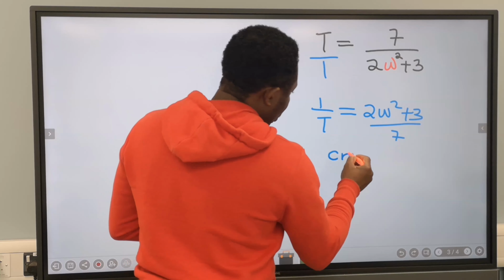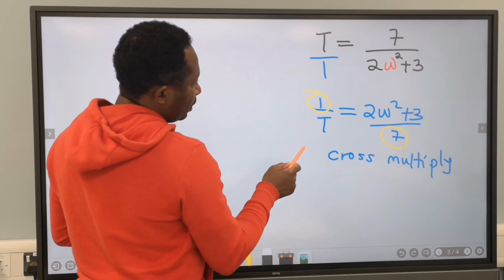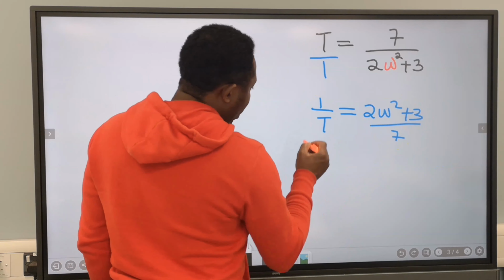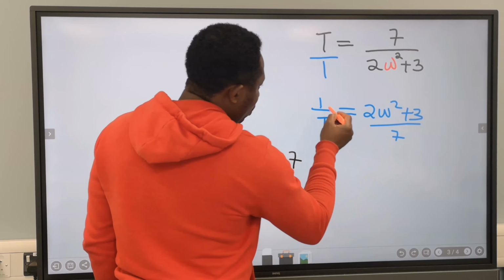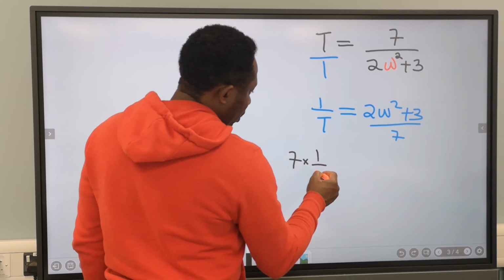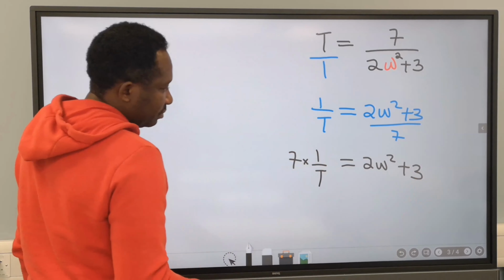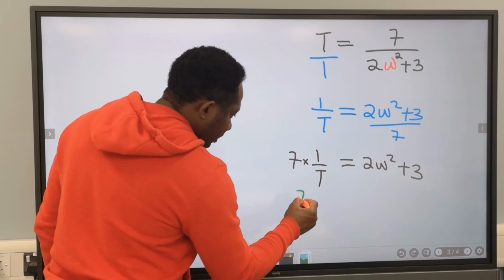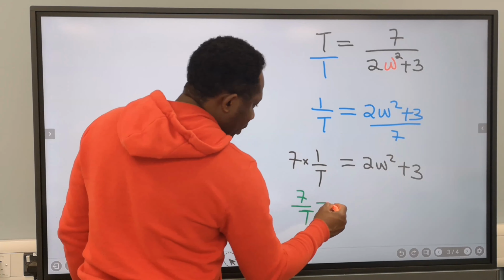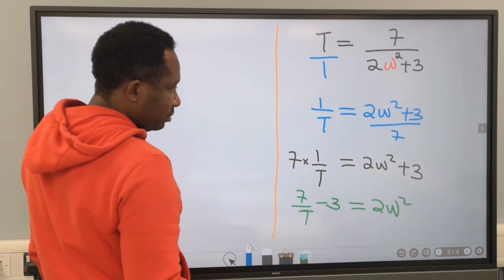Next, I will cross multiply. That is, 7 will multiply 1 and t will multiply everything here. I will have 7 move across the equal sign and become times 1 over t. Now I have 2w squared plus 3. Next, I can have 7 over t on this side. 3 will move across and become minus 3. And now I'm left with 2w squared.